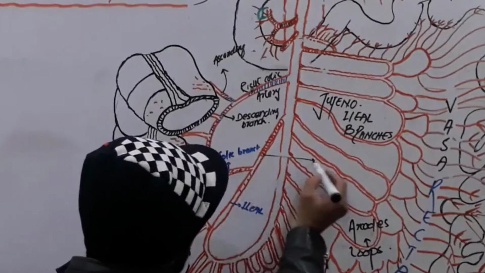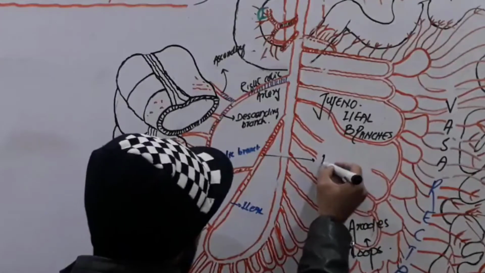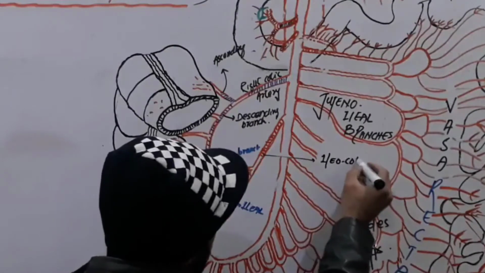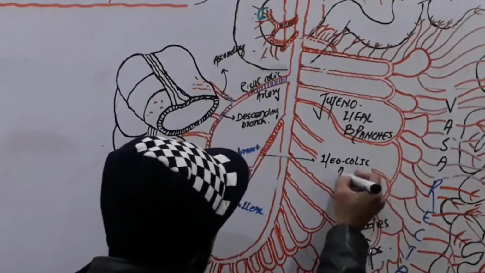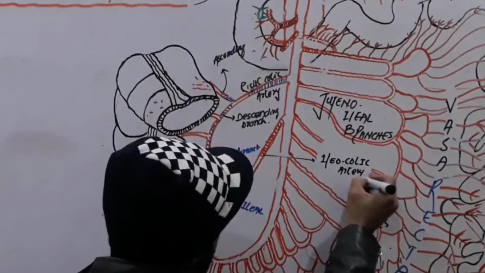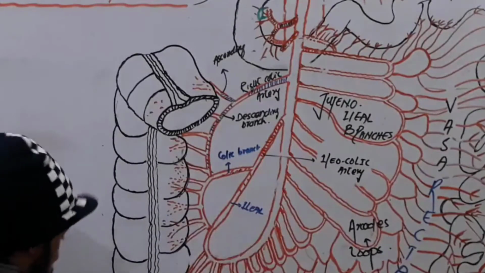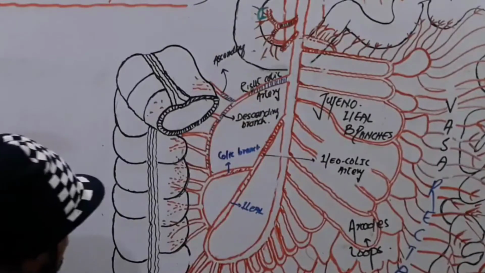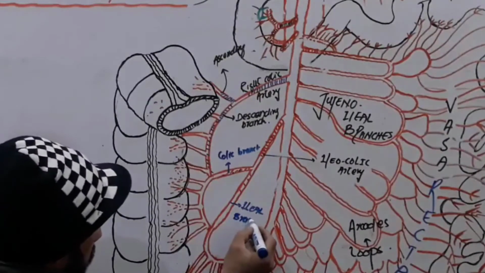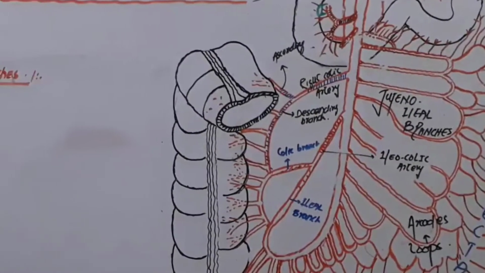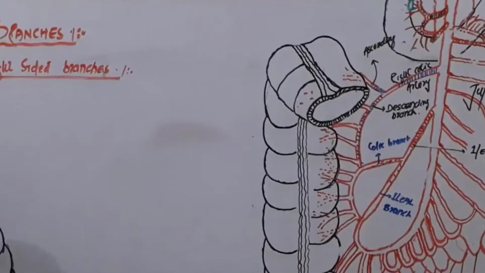Right, so this is our ileocolic branch or artery. This is our ileocolic artery, the colic branch, the ileal branch, and we will see the branches of it in a while. Okay, so let's discuss the ileocolic artery.